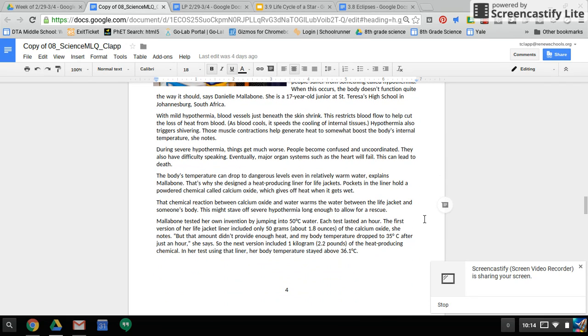With mild hypothermia, blood vessels just beneath the skin shrink. This restricts blood flow to help cut the loss of heat from blood. As blood cools, it speeds the cooling of internal tissues. Hypothermia also triggers shivering. Those muscle contractions help generate heat to somewhat boost the body's internal temperature, she notes.